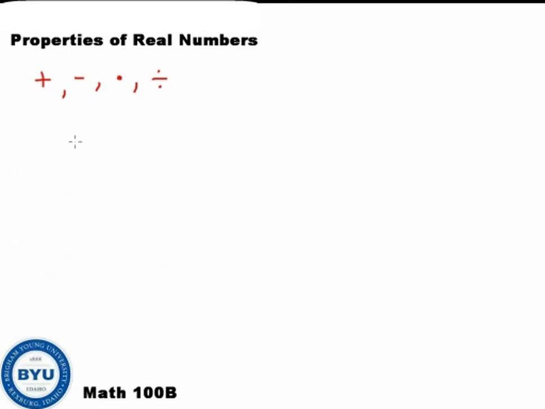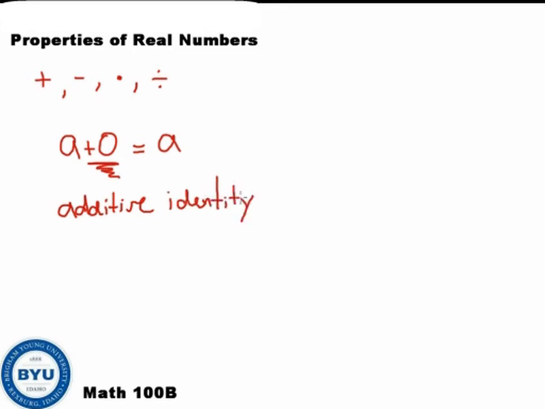So the first one we want to talk about is a plus 0. A plus 0 will always equal a. When we add 0 to any number, this is called the additive identity. This basically tells us that you can add 0 to any number, and you will get that same number out.